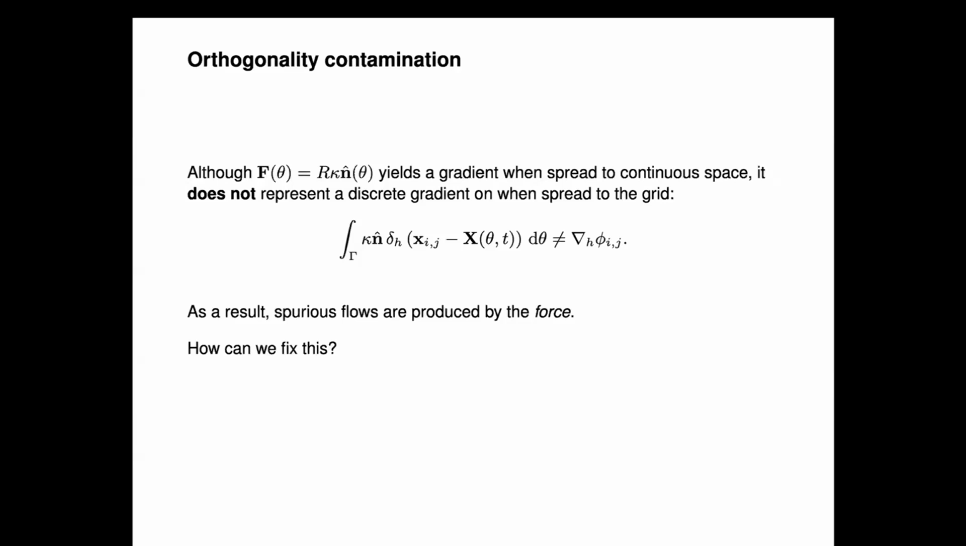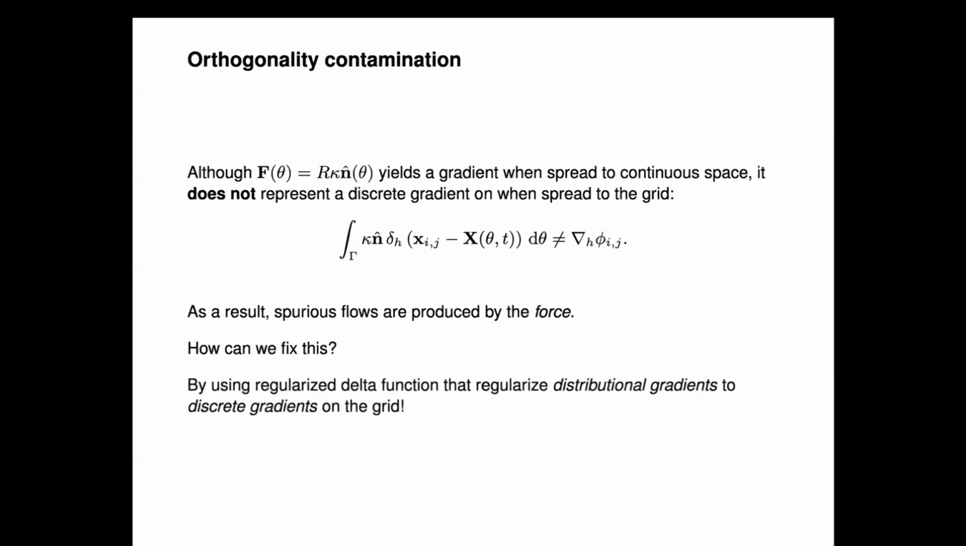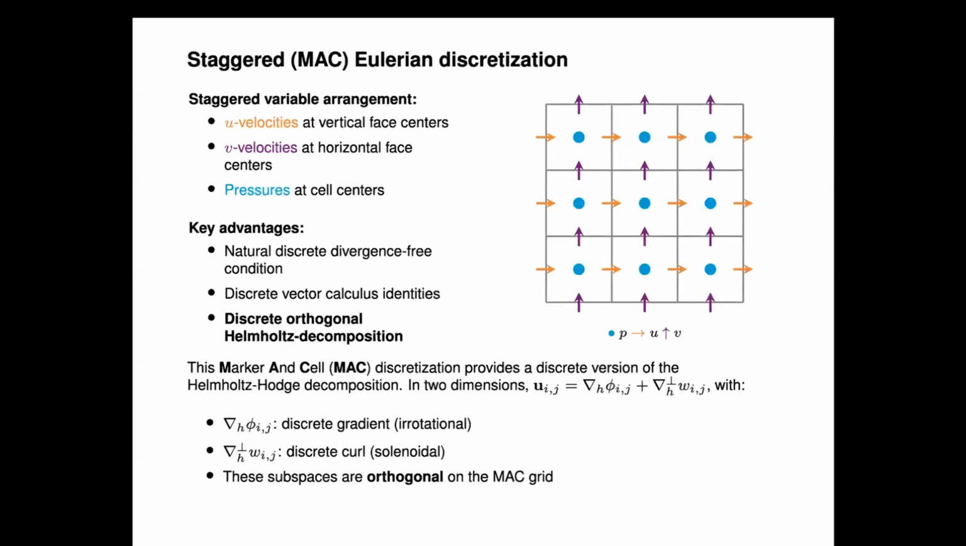So how do you fix this? So what you want to do is you want to have a delta function that gives us discrete gradients on the grid. So how do you do that? That seems like it might be hard to do, but it turns out that it's incredibly easy to do. So to make all this work, we're going to use a staggered grid discretization for the Navier-Stokes equation. So we're going to keep track of the u components of the velocity on the x grid faces. We're going to have the v components on the y grid faces. Pressures are at the cell centers.